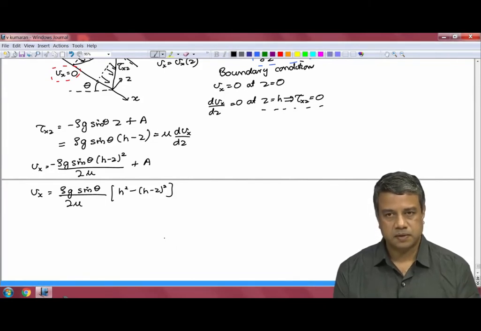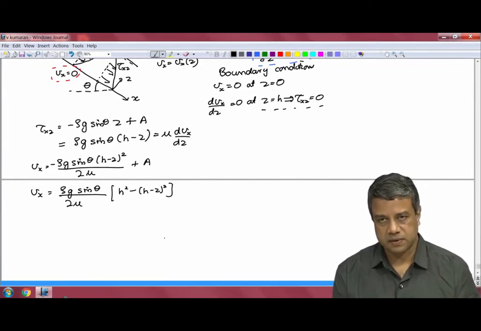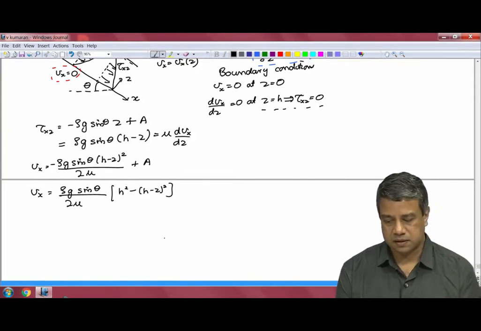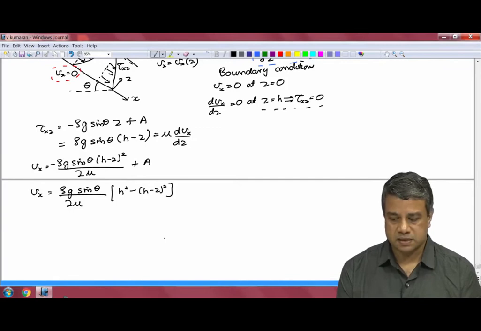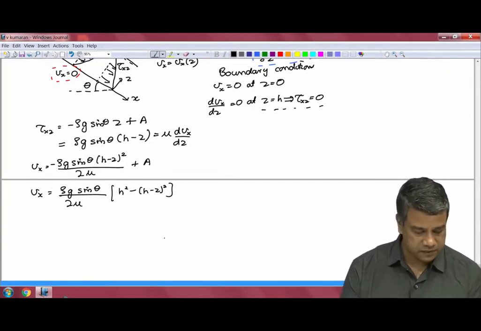It is quadratic: it has a component proportional to z square, a component proportional to z, and a constant. No slip condition at the bottom surface: at z is equal to 0, you can see that Vx is equal to 0. At the top surface, z is equal to h, dVx by dz will be equal to 0. Verify that that is satisfied just by taking the derivative of this.